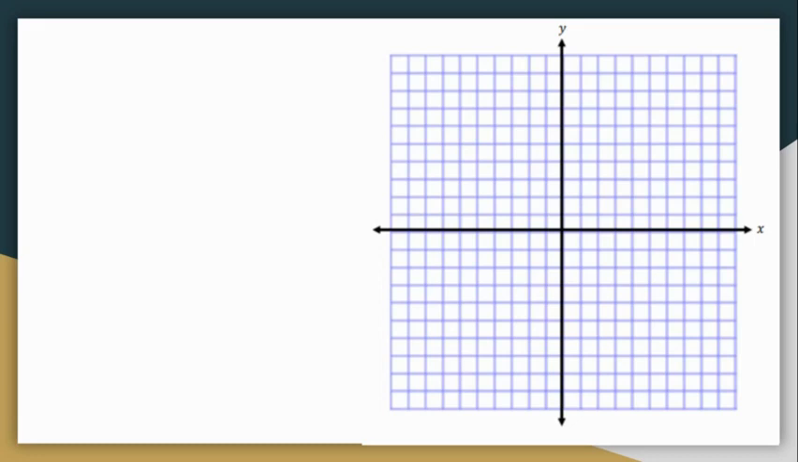Just like yesterday's lesson, we're going to begin today by working on the independent practice problems together. Take a moment to either copy the coordinate plane on your paper or find some grid paper that you can plot our points on.